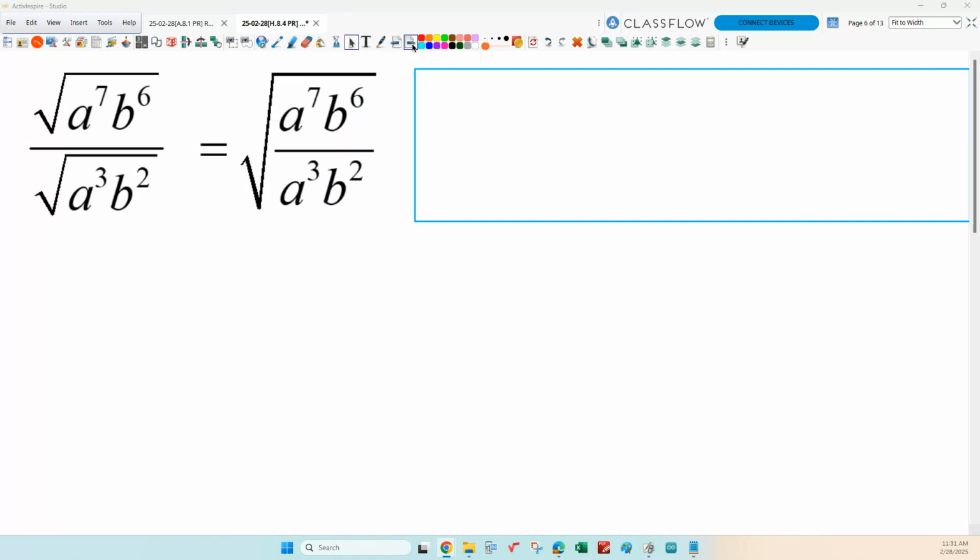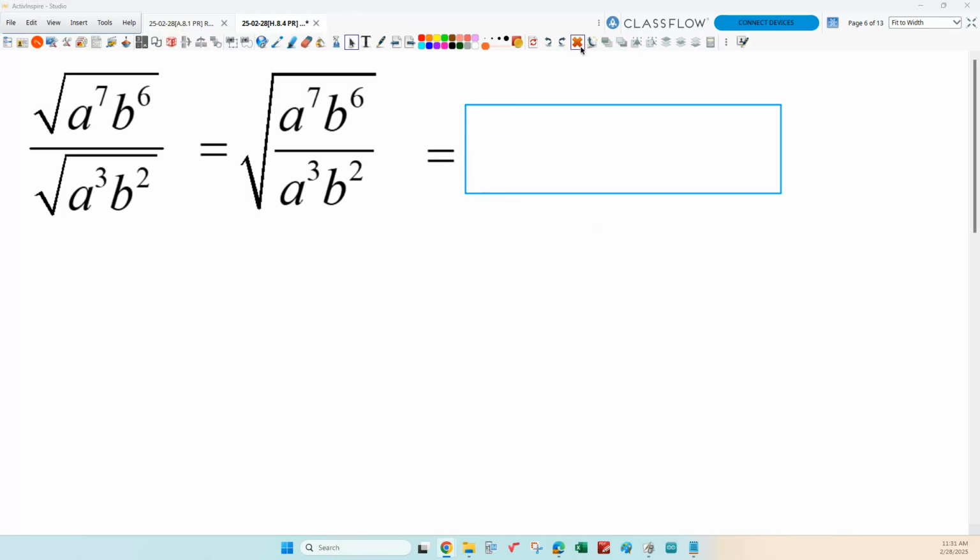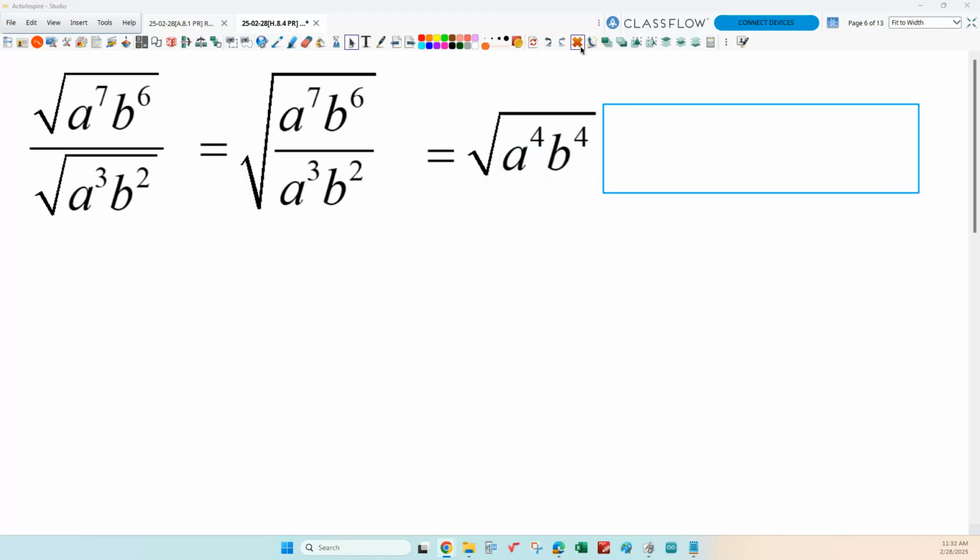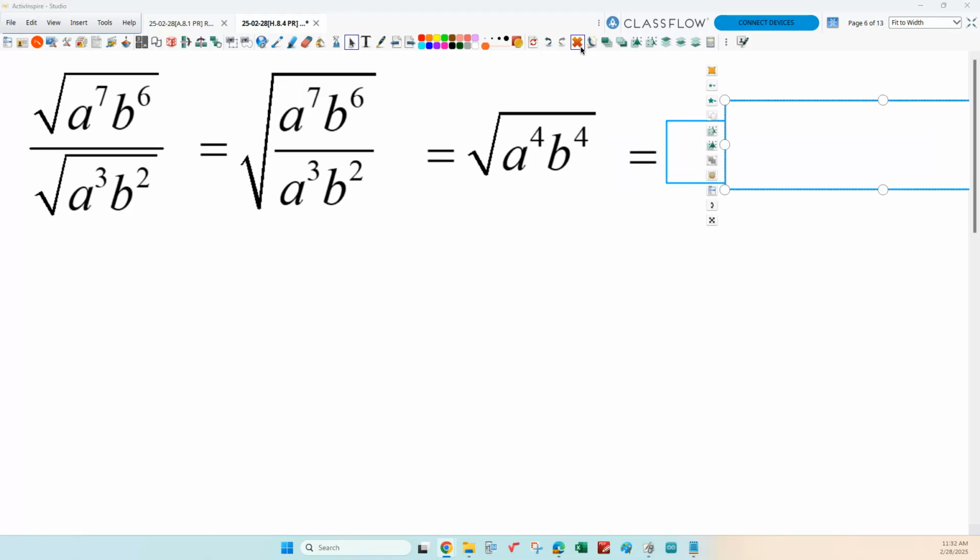What do I get when I divide a to the 7th by a cubed? A to the 4th. And b to the 6th divided by b squared? Yeah. Okay, that helps. And I could split that up if I wanted to into separate radicals, right? I could break that into the square root of a to the 4th, which is what? A squared, and the square root of b to the 4th? Got it. We're done. Okay.